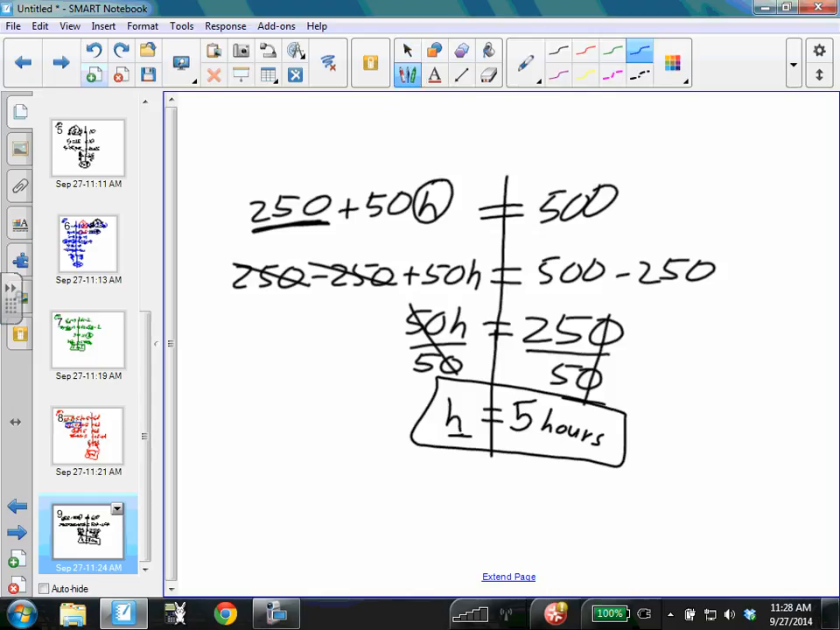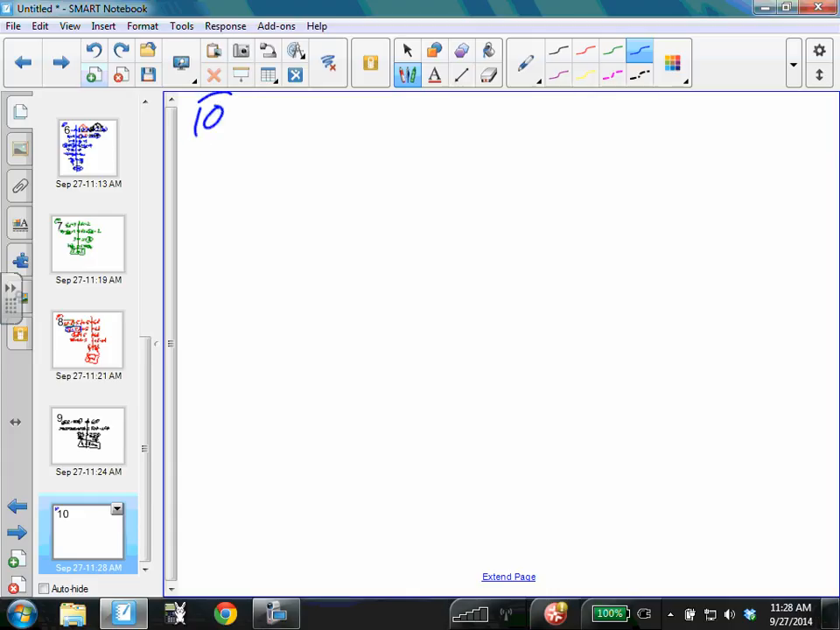All right, let's look at number 10. It says, a customer went to a garden shop and bought some potting soil for $16 and 5 shrubs. The total bill was $69.75. Write and solve an equation to find the price of each shrub.